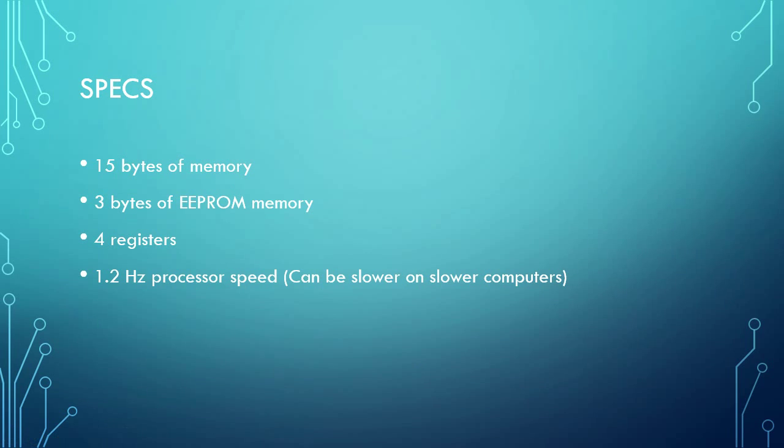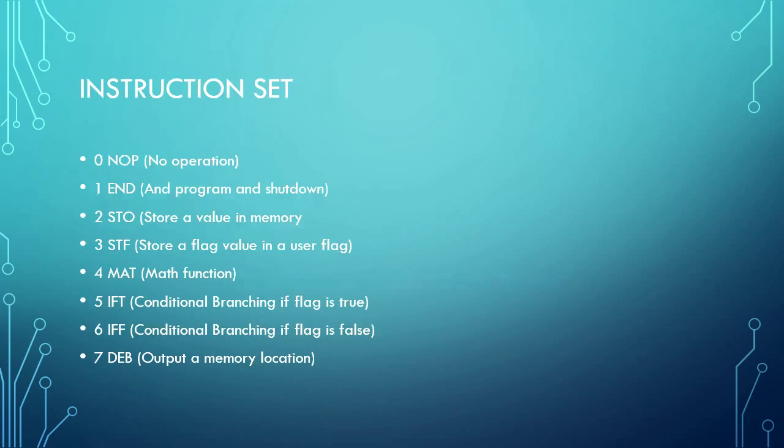Now the specs: it has 15 bytes of memory, it has 3 bytes of EEPROM memory, which means if you ever want to put something and save it for every single time that program is run, you put it in there, not how much it can hold in program space. It has 4 registers, A, B, X, and Y respectively. Registers are used by programs for fast access and for many functions. And it has a 1.2 Hz processor speed, and it can be slower on slower computers, so it is very flexible.